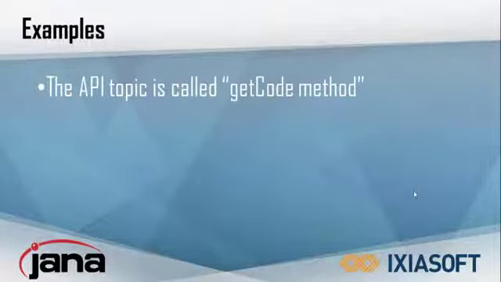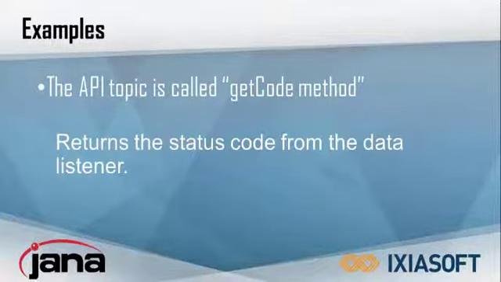Right. So here's an example. The API topic is called Get Code Method. Returns the status code from the data listener. All right, that tells you everything that you're going to need for that API.